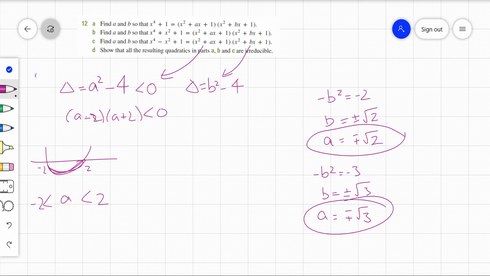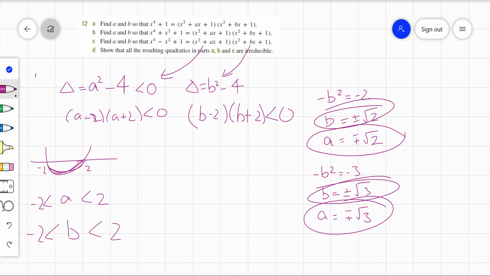And if we look at this one in the same way, we've got b minus 2 and b plus 2, and we want that to be irreducible. So we're really just changing this to b's now. So again, we want b to be between minus 2 and 2, and we can see, yes, it is. So that's why they're irreducible. We can't reduce them any further. We can't factorize them any further, because the discriminant, we don't have any roots. So the discriminant's less than 0.